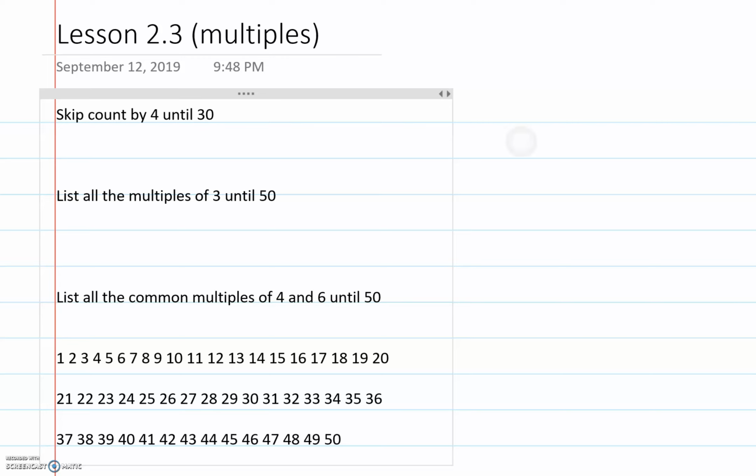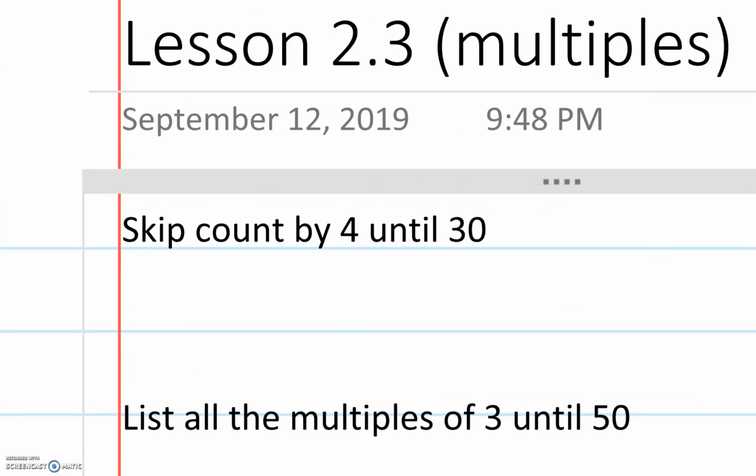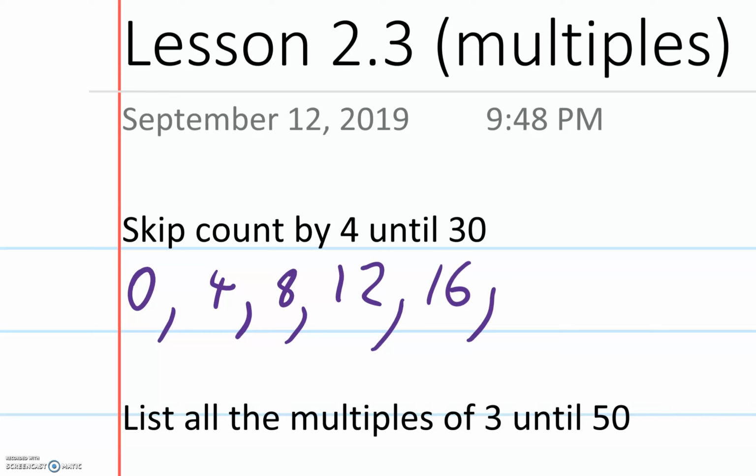So you've probably seen a question like this in the past where it says skip count by 4 until 30. If not, let me show you quickly what this looks like. Generally speaking, we usually start at 0 and then we start counting up. So 0, 4, 8, 12. And so you can see that every time we just add 4, right? That is one way of looking at it. That is not the most mathematical way of looking at it, but it's not too bad.